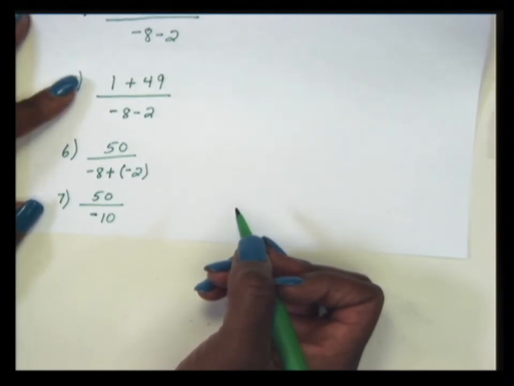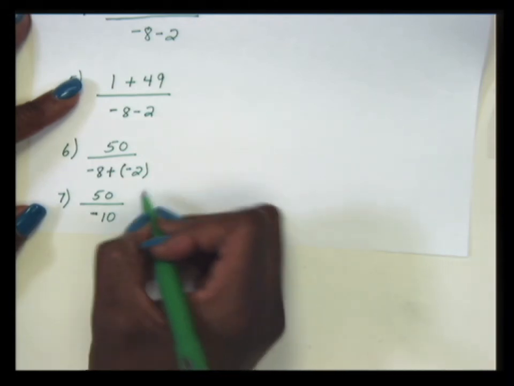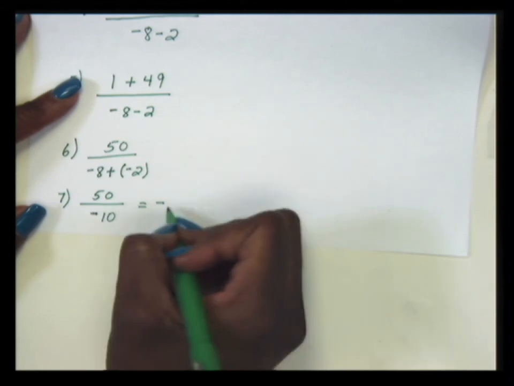Lastly, I will simplify my fraction. Positive 50 divided by negative 10. Positive divided by negative will give me a negative answer of 5.